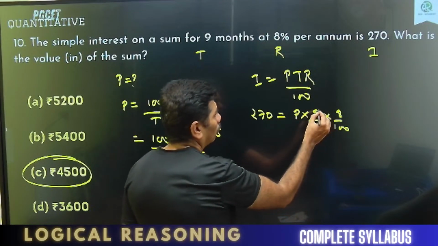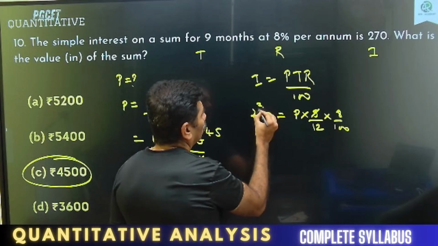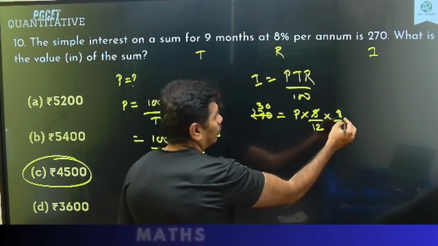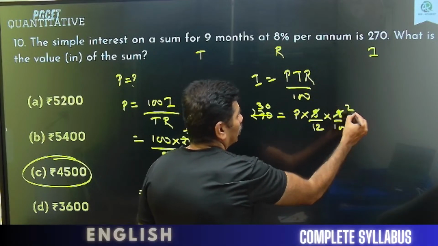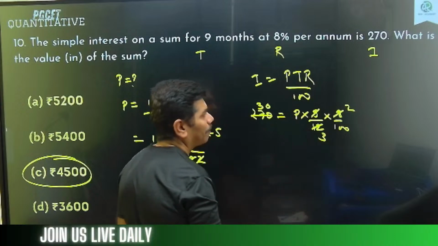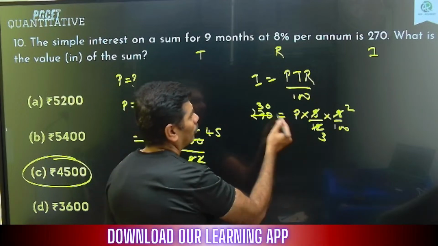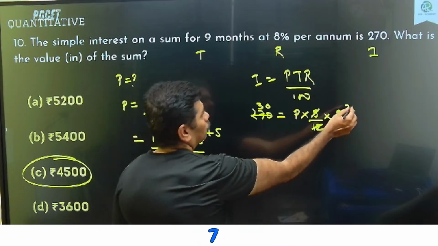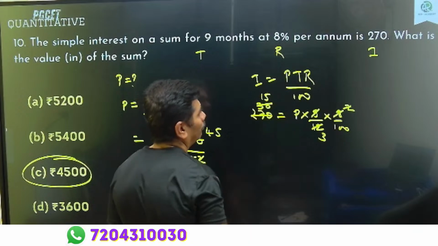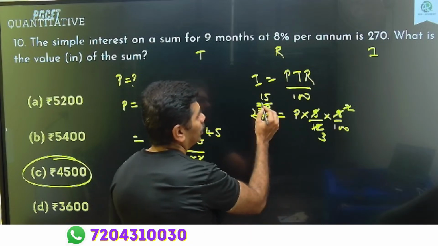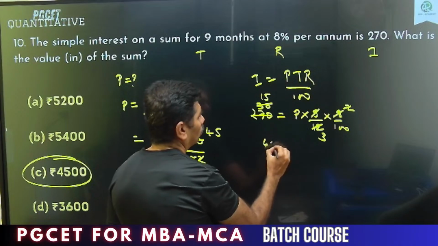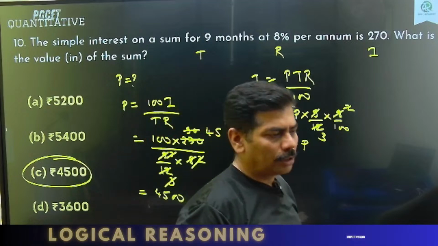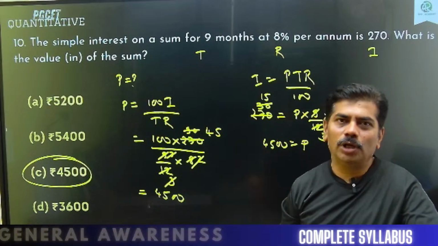Okay, so 9 into 30. Then send this 100 here. So 4 times 2, 4 times 3. When you transfer it, you will get the same answer. You can see 2 times 1, 2 times 15. So 3, when it goes here, 300 into 15 is 4500 is principal. So moral of the story is, don't hang on to any formula.